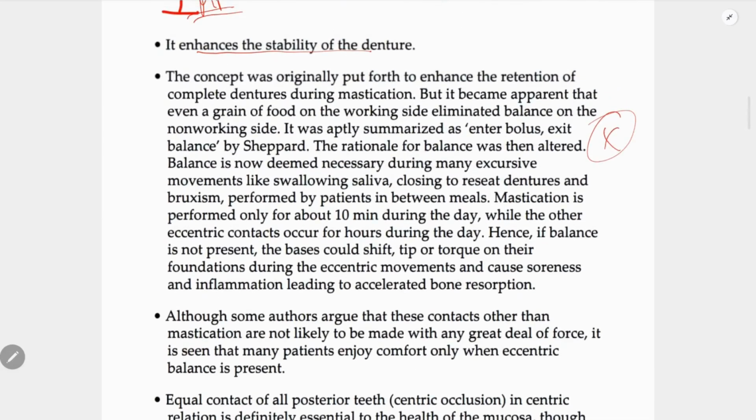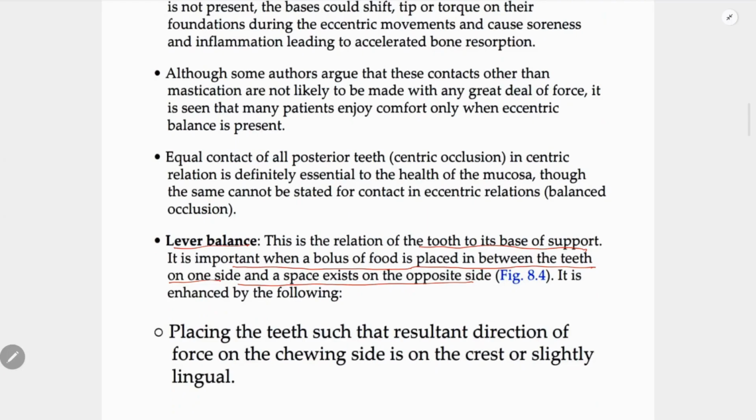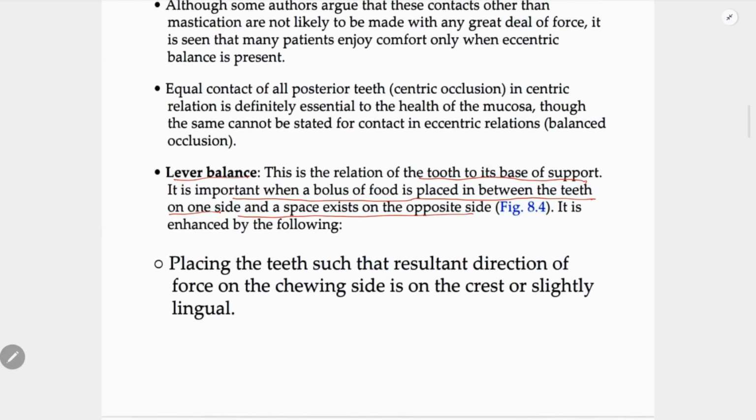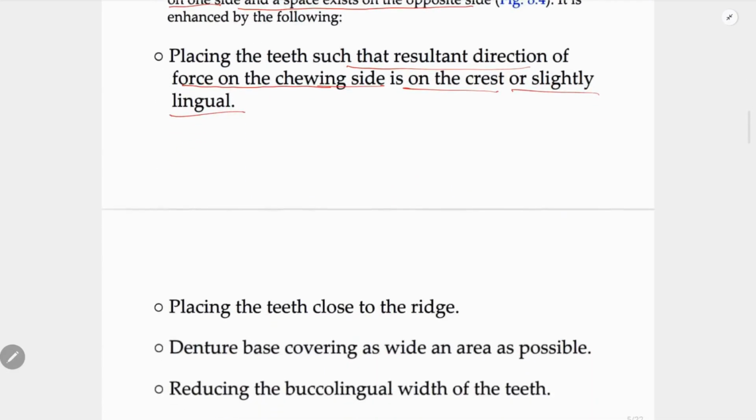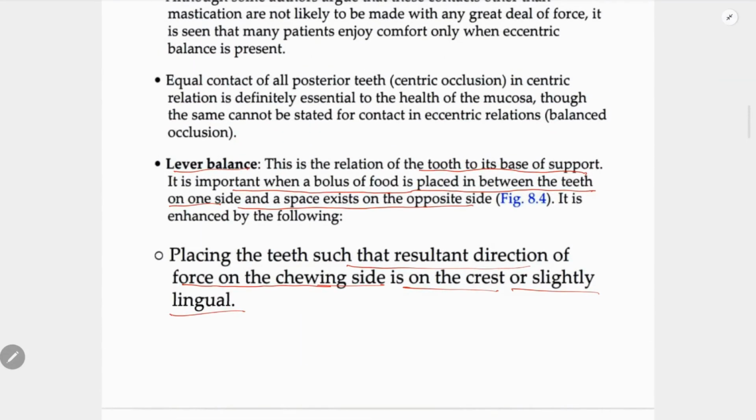So first you have to write it enhances the stability of the denture. Then you have to write about the lever balance and placing the teeth such that the resultant direction of the force on the chewing side is on the crest or slightly lingual. There is a diagram for the same that I'll show you later. Placing the teeth close to the ridge, denture base covering as wide area as possible and reducing the buccolingual width of the teeth. So these are the points of the lever balance.